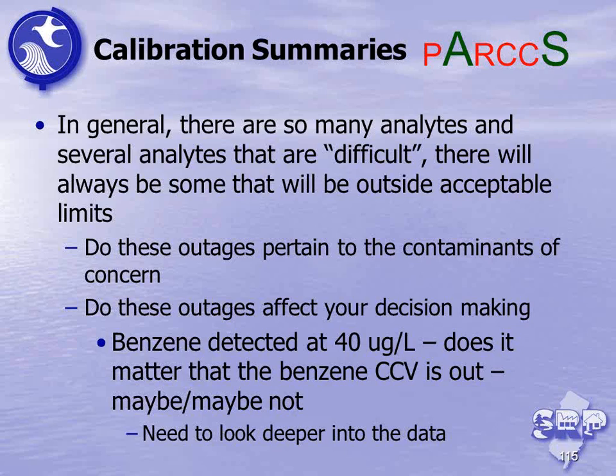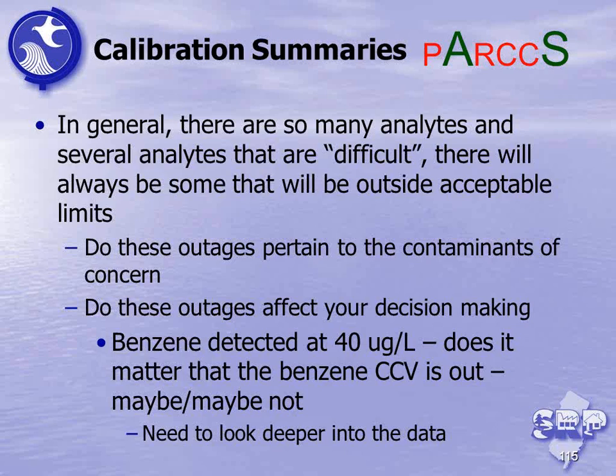There are also some difficult compounds. Do the outages pertain to your contaminants of concern? If the calibration for your contaminants of concern is not out of range, you don't care if the other ones are. You're worried about your contaminants of concern. Also, do they really affect your decision making? I'll give an example. You have benzene in water detected at 40 ppb. Does it really matter if your continuing calibration is out of range? It may or may not, but it probably doesn't. You're well above the standard. You're going to have to do something. You want to look into the data.